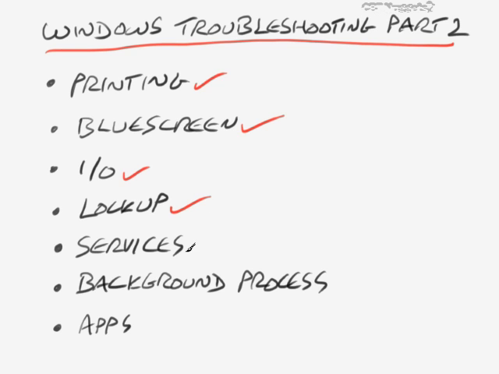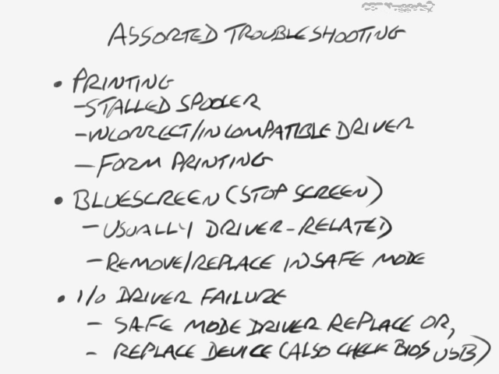Then we take a look at services. Sometimes something just won't work, and if you look at the services, you'll see a service is not started. We'll address that, as well as background processes that can chew up system resources. And also we'll take a look at applications and how to make sure that you can get them to run or install properly.